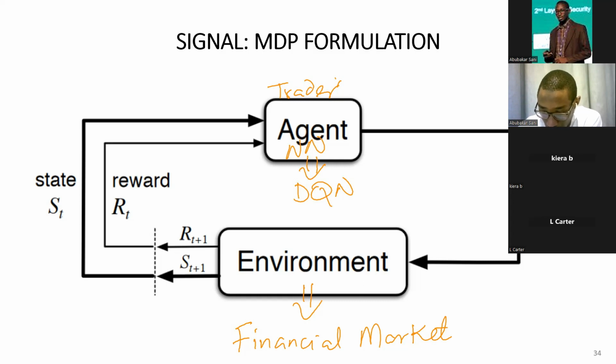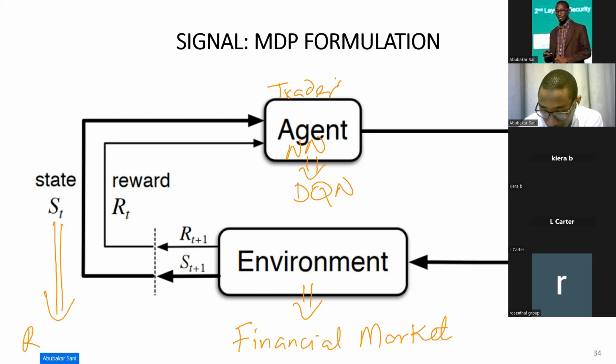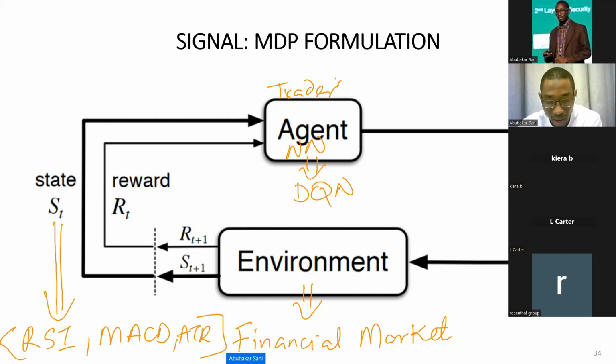In my case, these states are the RSI, the relative strength indicator, we have MACD, we have ATR. Let's say these three are my state. So the financial market will give the RSI from historical data.